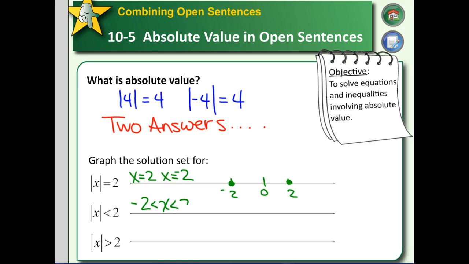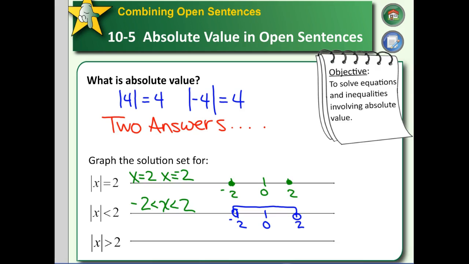Now, if I have the absolute value is less than 2, well, we've got one to the left and one to the right. And when I look at that, that looks like an and. That looks like a conjunction. So how do I graph a conjunction? Well, I go ahead and put my 0 in the middle. We've got -2 to the left, +2 to the right. And remember, it's going to be a line segment. We're going to connect the dots.